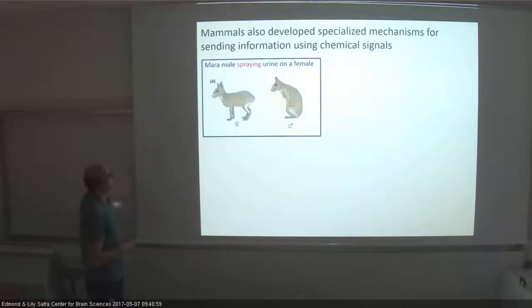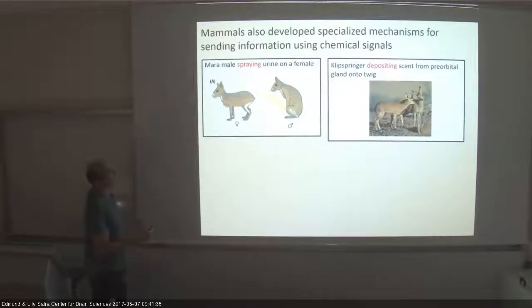Okay. So we gave some general examples or some general classification, and now I'd like to show you an example of how important chemical communication is, how rich are the different methods of advertising chemical information. This is an example of a mara male, which is a South American rodent, and he's peeing on the female to advertise probably his strength and his health status. So this is one kind of way to advertise your strength.